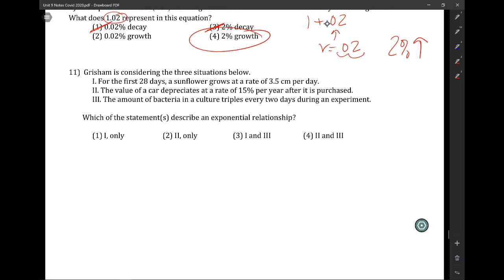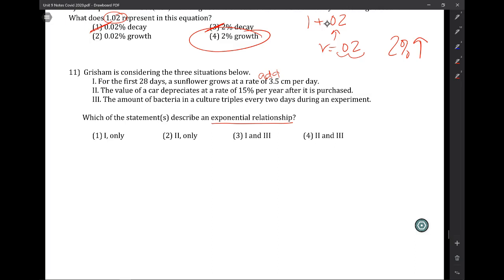And then last but not least, number 11. Grisham is considering the 3 situations below, and we'll read them in a second. It says, which of the following represents an exponential relationship? All right. Let's read them. Option 1, for the first 28 days, a sunflower grows at a rate of 3.5 centimeters per day. That sounds like it's adding. It's growing 3.5 centimeters each day, adding 3.5 to its height.